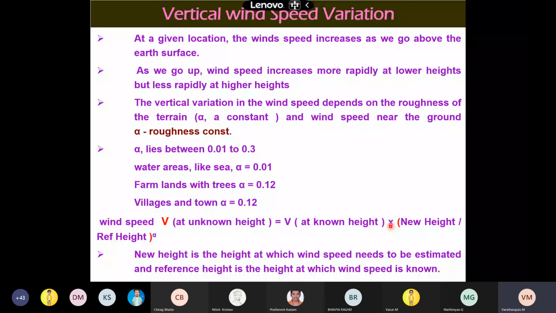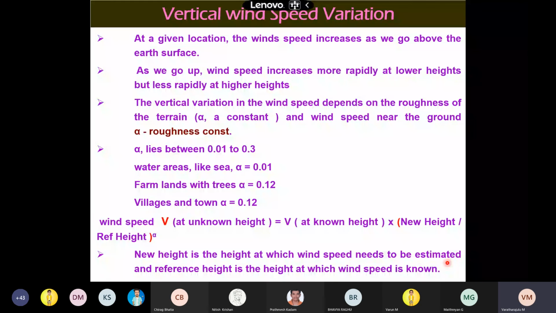And therefore we can calculate the wind speed at the unknown height based on the known height: v at the known height times the new height divided by the reference height, to the power alpha. The alpha we know, based on the area it is decided, and the new height is the height at which the wind speed needs to be estimated, and the reference height is the height at which the wind speed is known.